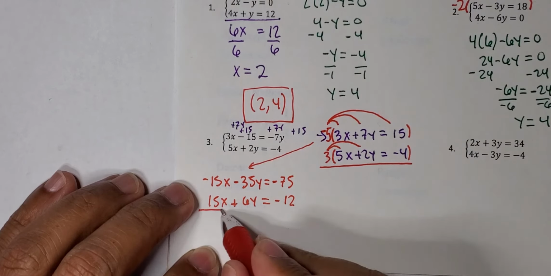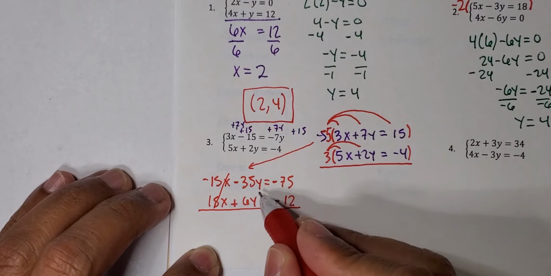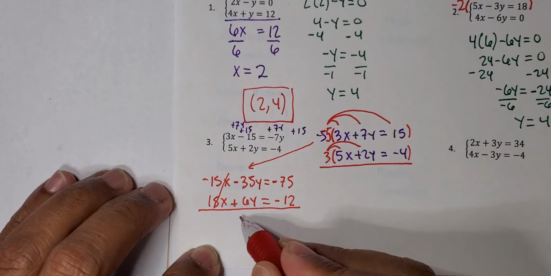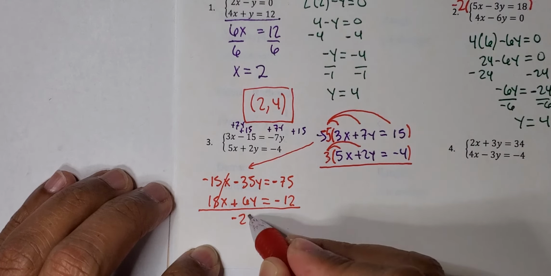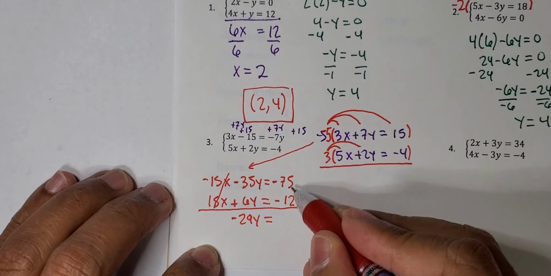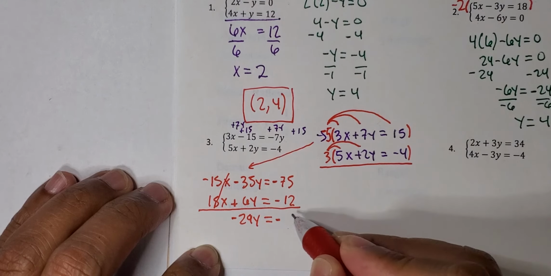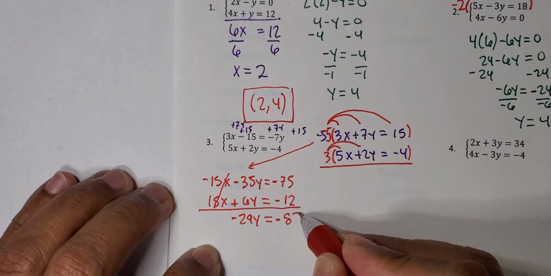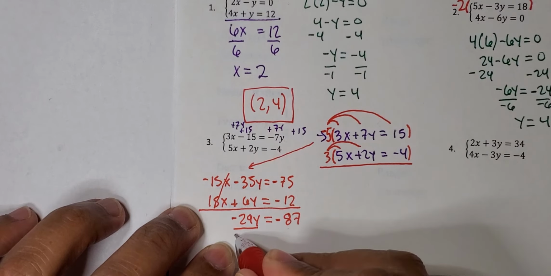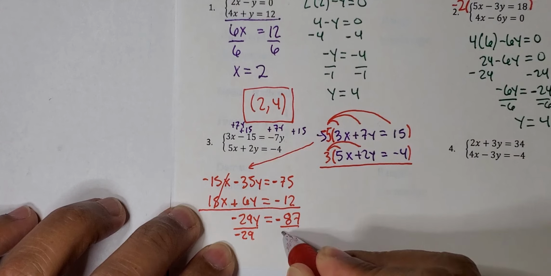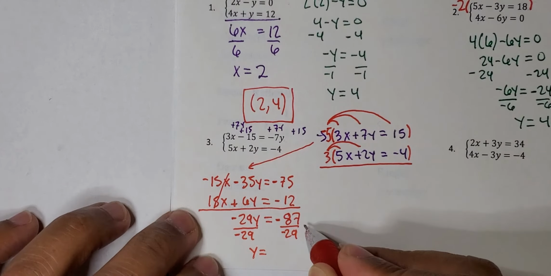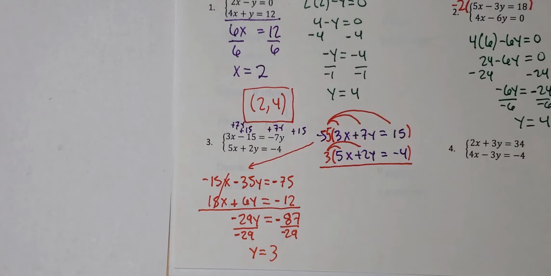Okay, and now let's eliminate. So the x's eliminate, and then we have negative 35y plus 6y. That's going to be negative 29y. And that equals negative 75 minus 12. That's equal to negative 87. And when we divide by negative 29 on both sides, we find that y in this case is 3.